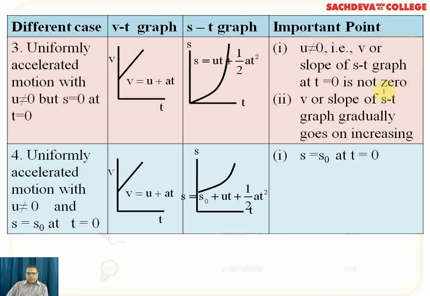Distance goes on increasing. And in the second part, V or slope of the ST graph gradually goes on increasing. This is what I have explained earlier.